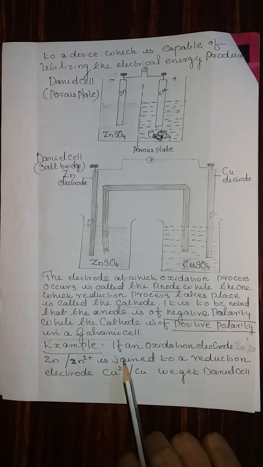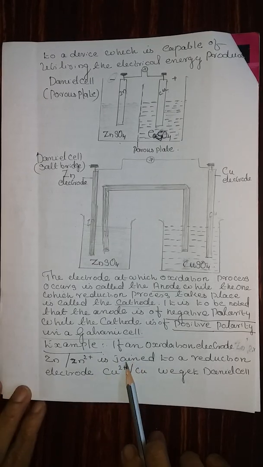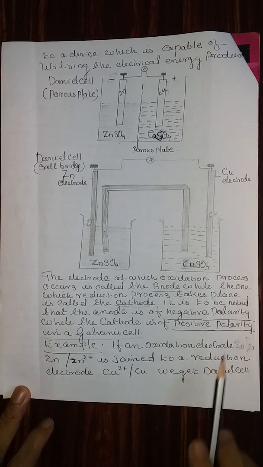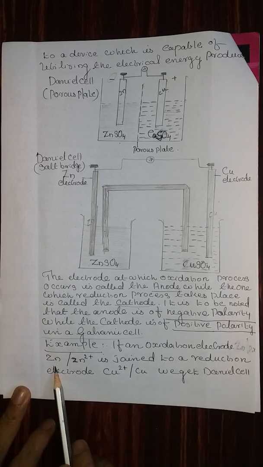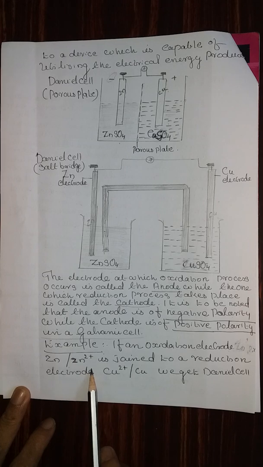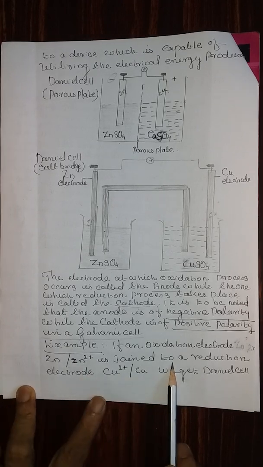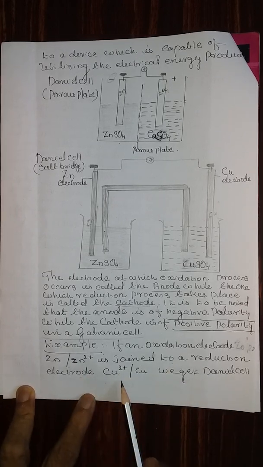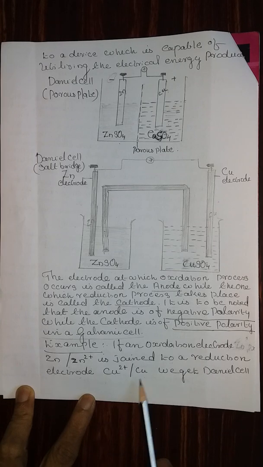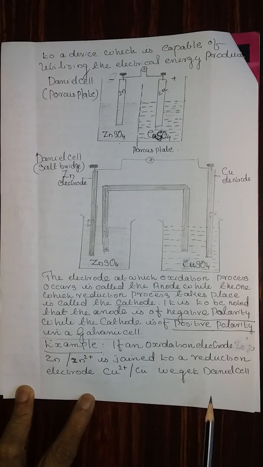An example for a galvanic cell. If the oxidation electrode, zinc in zinc ions, is joined to a reduction electrode, a copper electrode in copper ions, we get a Daniell cell.